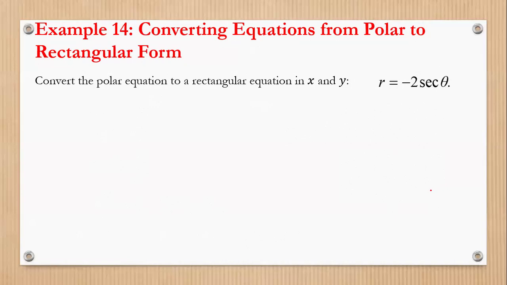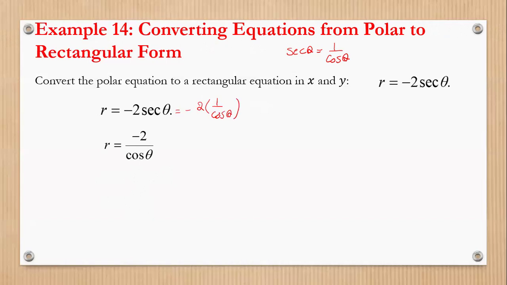So that's why, as a first step, I try to replace secant by an identity to change it to one of sine and cosine. And we know that the secant is always 1 over cosine. So we can replace the secant by 1 over cosine. And if we replace it with 1 over cosine and multiply these two, we get negative 2 over cosine theta. Now let's see what we can do.